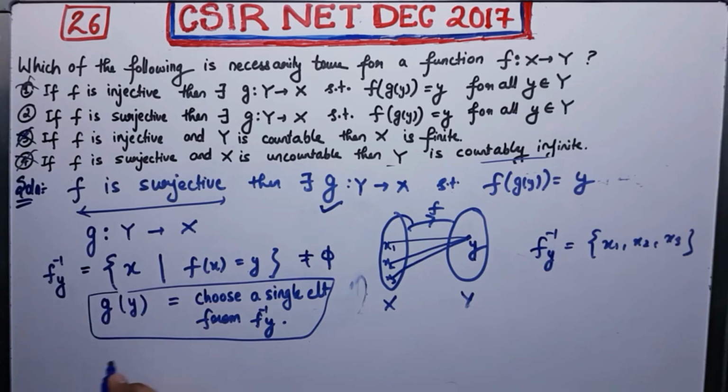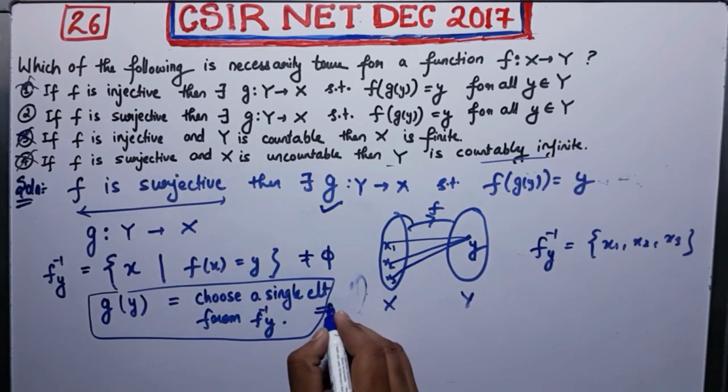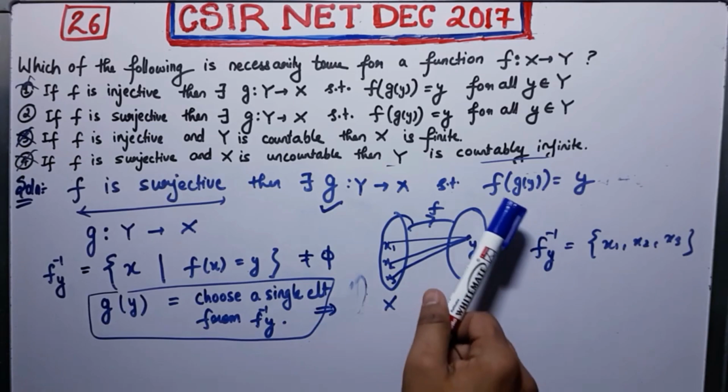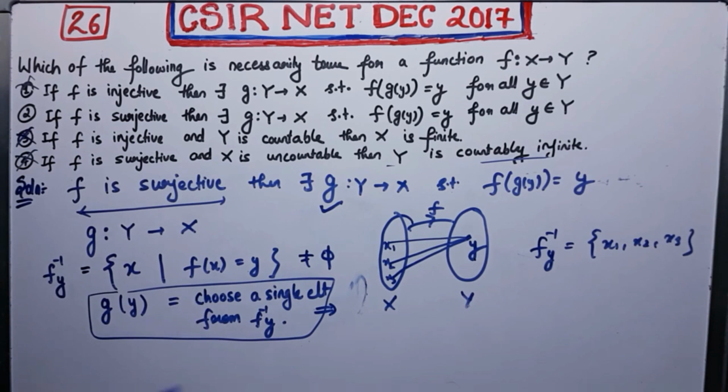Now see, is this function satisfying this criterion? I will prove the existence of this, but first I am just giving you a hint of how I am proceeding. Now see, f of g(y) is actually equal to, from this example, let us suppose f of x_i. You are getting my point?